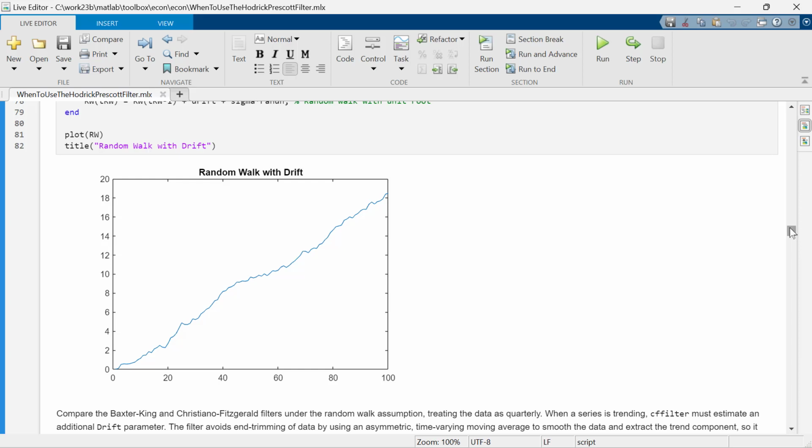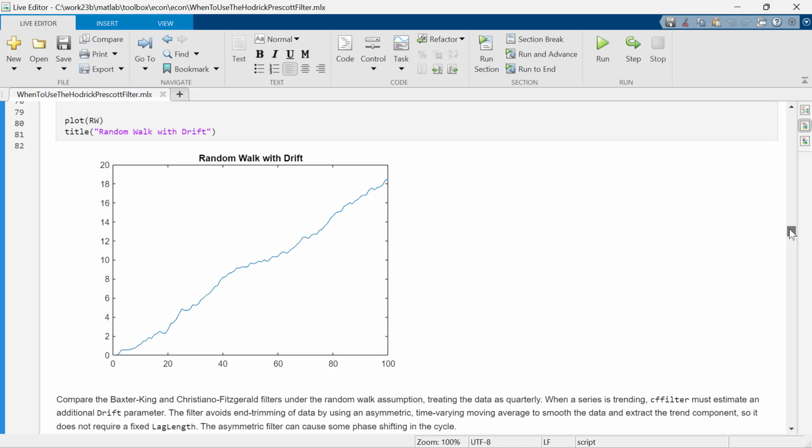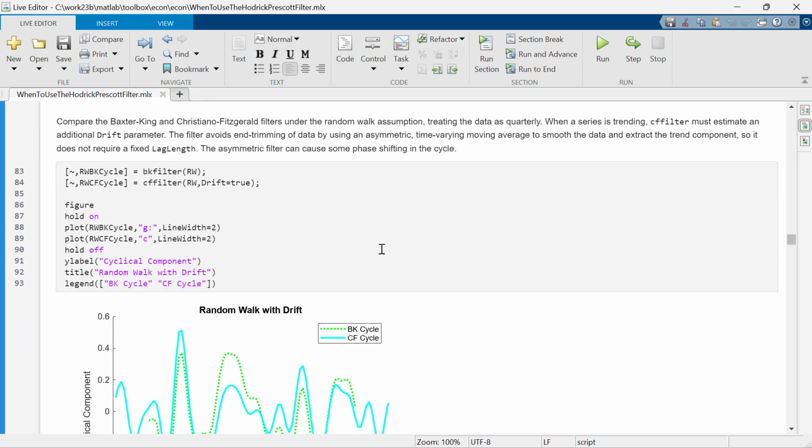But it's data that meets the assumption that Cristiano and Fitzgerald made that allowed them to prove that their filter was asymptotically optimal. So just looking at this data, treating this data as quarterly, say, like we did the GDP data, we can apply the Baxter-King filter and the Cristiano-Fitzgerald filter to it. We have to set this drift parameter equal to true in the CF filter. It's an additional parameter here that you have to specify whether you're working with data that has a drift or not. That's not required in the Baxter-King filter.